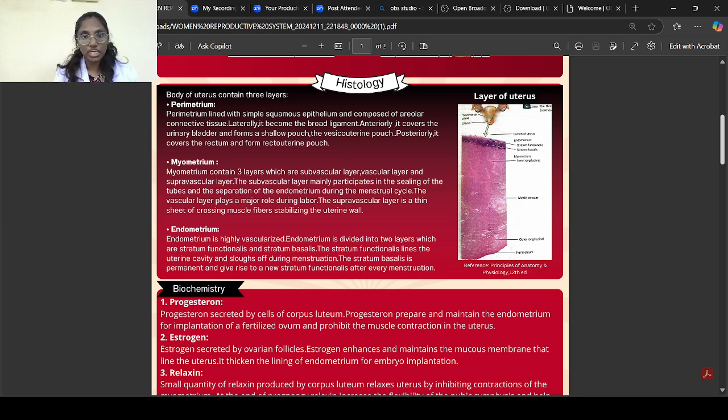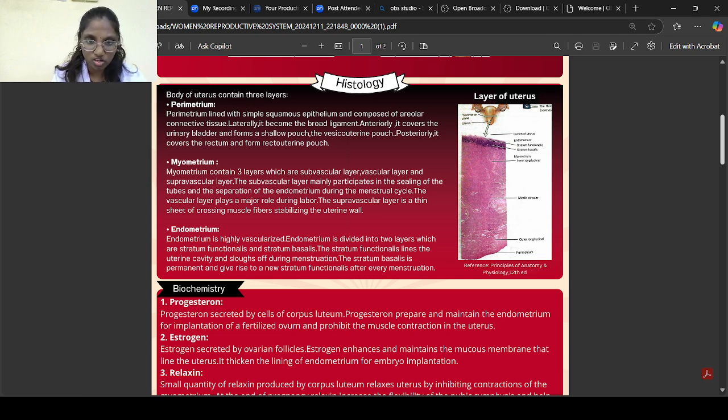Myometrium contains three layers, which are subvascular layer, vascular layer, and supravascular layer. The subvascular layer mainly participates in the sealing of the tubes and the separation of the endometrium during the menstrual cycle. The vascular layer plays a major role during labor. The supravascular layer is a thin sheet of crossing muscle fibers stabilizing the uterine wall.